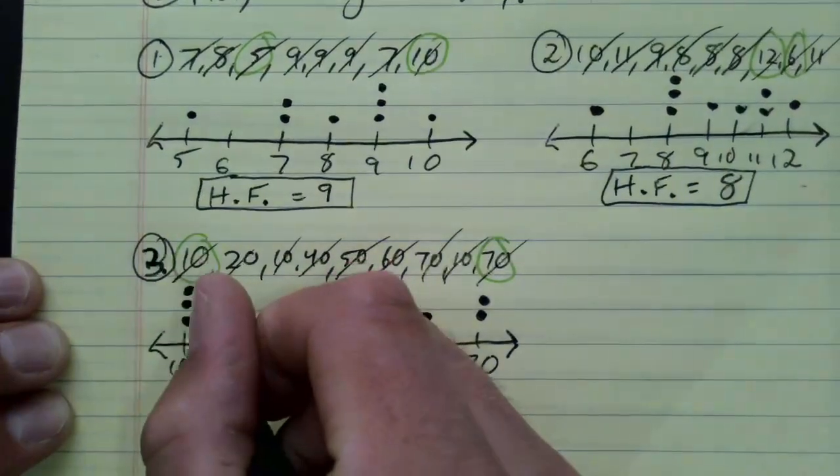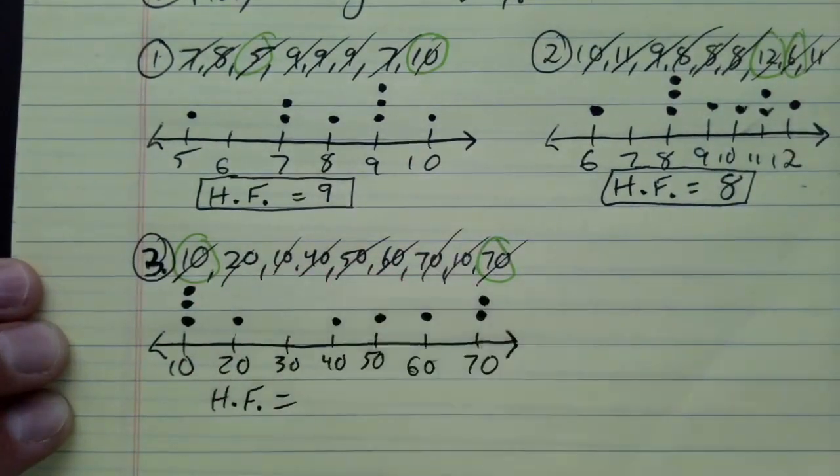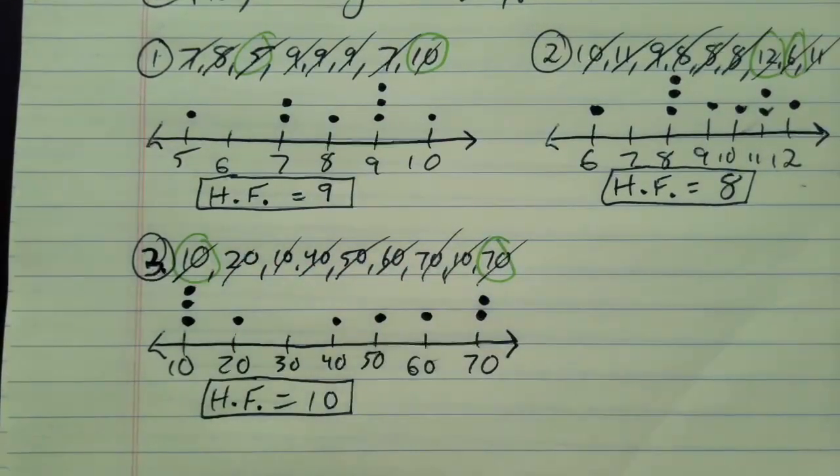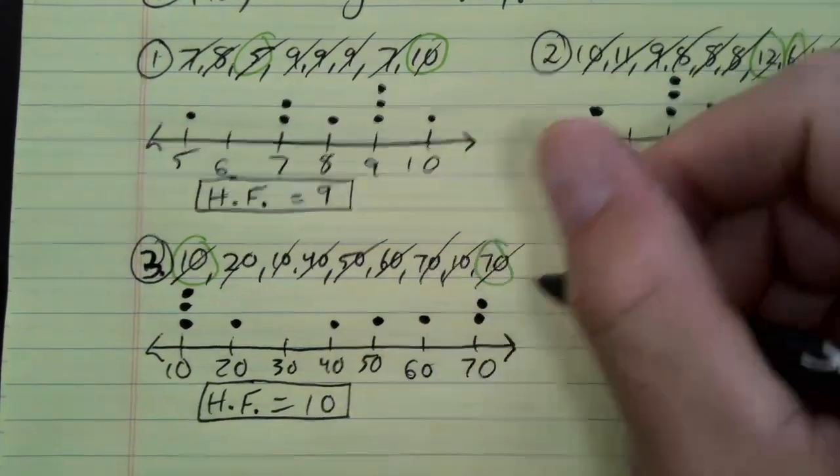Now find your highest frequency. Well, your highest frequency is 10. 10 has the most dots on your dot plot. That's it. Let's see another one.